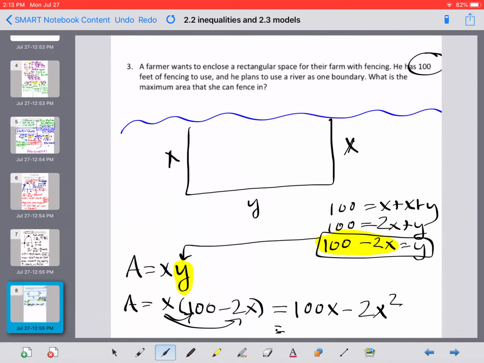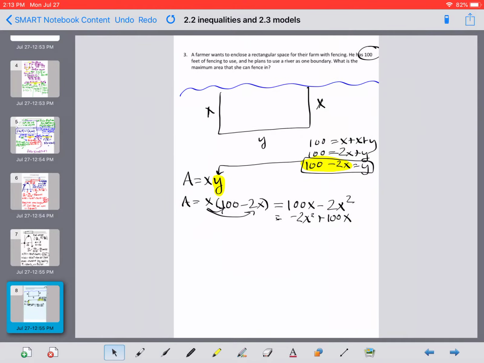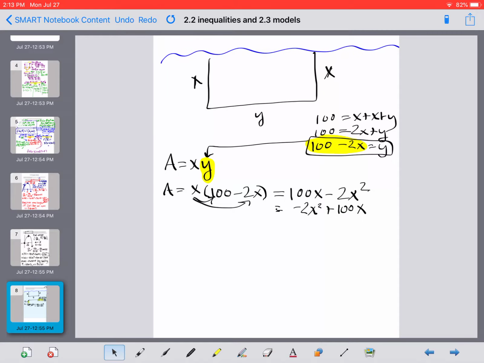If I were to just distribute this, that's what I get. And rewriting this just so that I have the leading coefficient in front, I'd have negative 2x squared plus 100x is my area function. Now I want to maximize the area. So I want to know what should x be in order to maximize this area function. Well, just like before, this is a parabola. It's got a negative leading coefficient, so it's upside down. And we're trying to find where the area, the output, is maximized. So once again, we're looking for the vertex of the parabola.